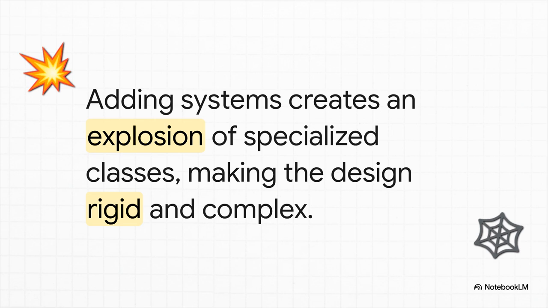But what happens when things get just a little more complex? Imagine your company now wants to add a productivity system. Well, suddenly, a salaried manager's productivity is tracked differently than an hourly factory worker's. So what do you do? Do you create a salaried manager with productivity class and an hourly worker with productivity class? All of a sudden, your nice, clean inheritance tree just explodes. You're stuck creating all these hyper-specialized classes for every single combination, and your whole design becomes this rigid, unmaintainable mess.